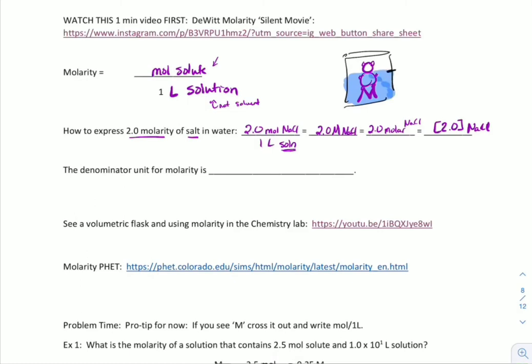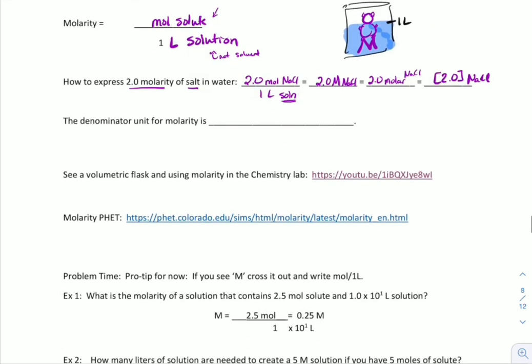So molarity, and this is at 1 liter, is how many moles are in 1 liter of water. Of course, we'd have to mix him up and he'd be all dissolved, which is disgusting. So we're not talking about that, but that gives you a little picture of molarity. So the denominator unit for molarity, just to repeat, is liters of solution.